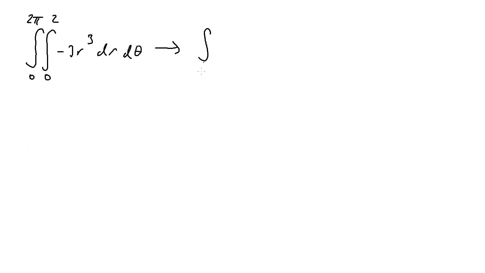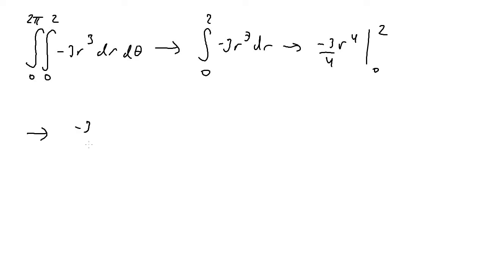So we have the integral from 0 to 2 of negative 3r cubed dr. The integral is just going to be negative 3 r to the 4th over 4. Then I can evaluate from the r bounds of 0 to 2. When I plug in 2 for r, we'll get negative 3 over 4 times 2 to the 4th, which is 16, minus, when I plug in 0, 0 to the 4th is 0. 16 over 4 is 4, so we get negative 12.